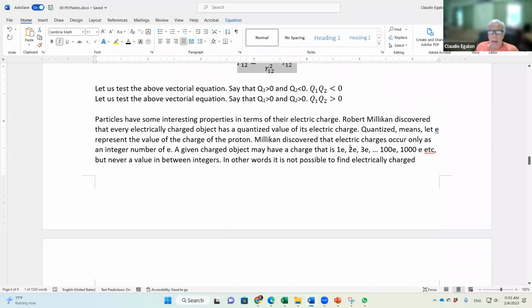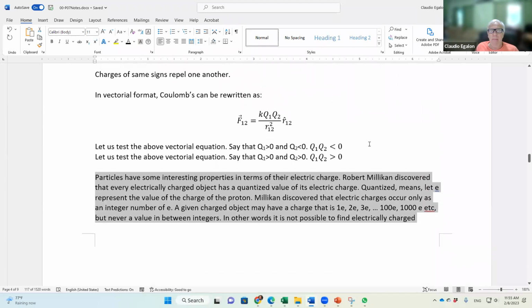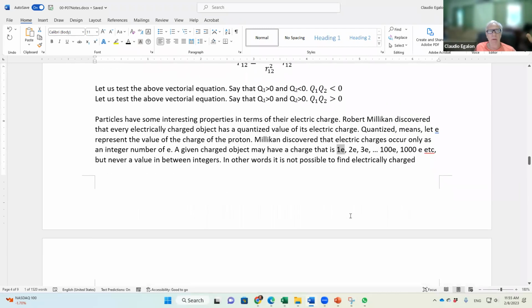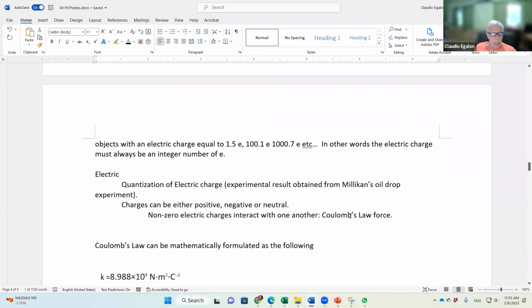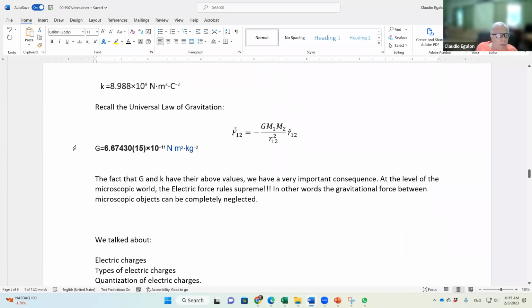What else can we do here? Here you go. Here's a characteristic of the electric charge. The electric charge is quantized. Every charge value that I'm going to see out there is going to be an integer number of that value. That's 1e, 2e, 3e, 100e, 1000e, etc. You're not going to find half e, 1.5e. You don't find that. That's what the quantization of charge is all about. And I guess we can stop here, and I'm going to erase that.